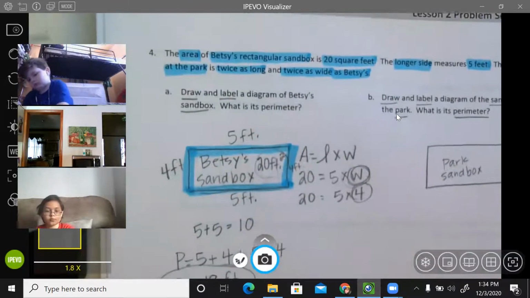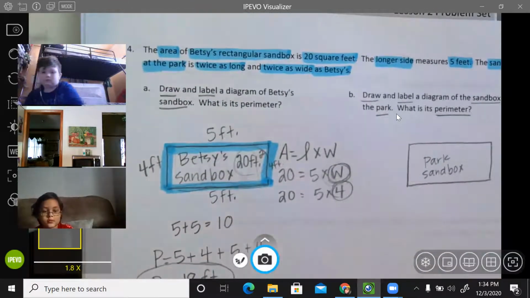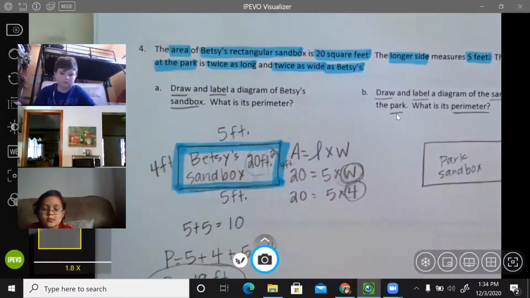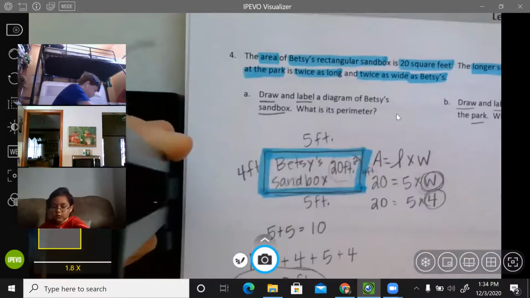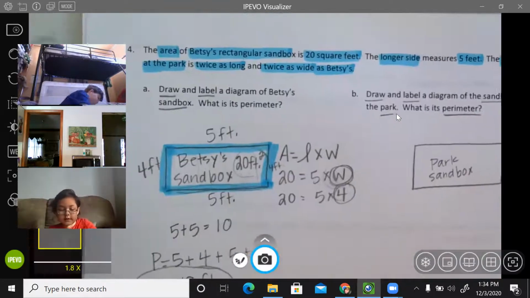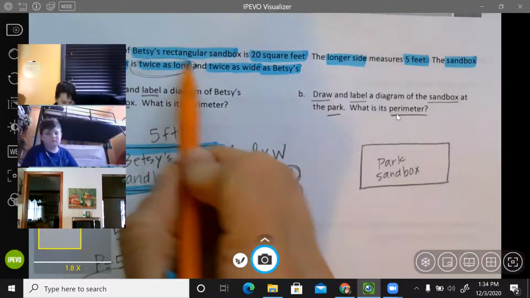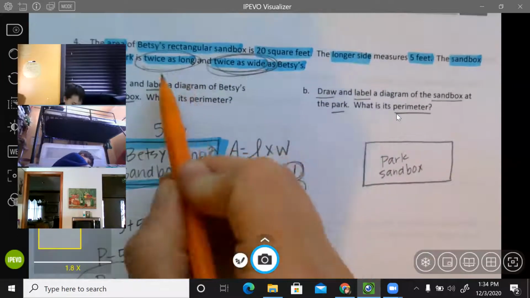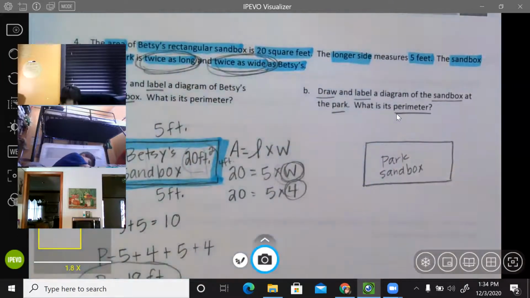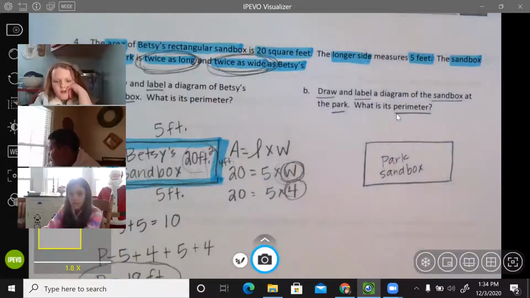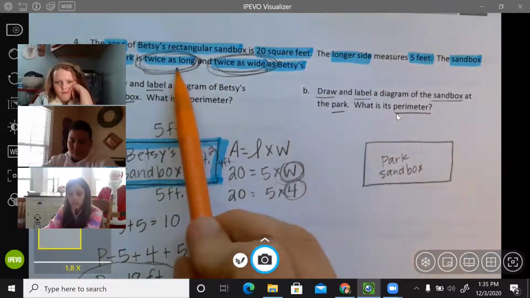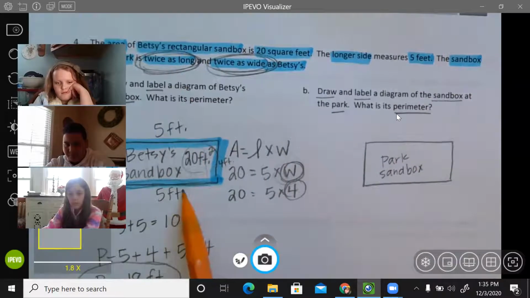Orlando, if you look at our story, what do we know about the park sandbox? The park sandbox is twice as long and twice as wide as Betsy's. Very good. So look, I'm circling. This is so important. Twice as long and twice as wide. So Carson, let's start with long. How long is Betsy's sandbox?